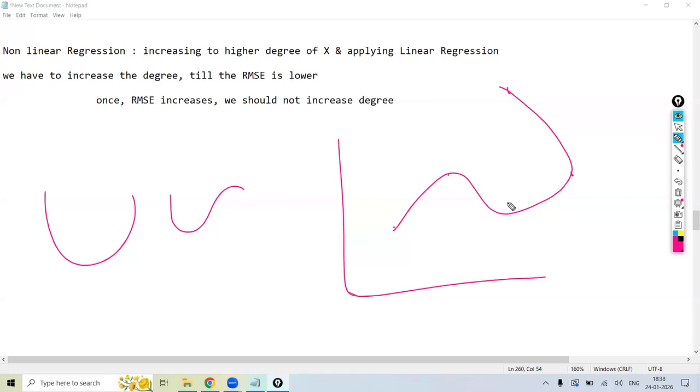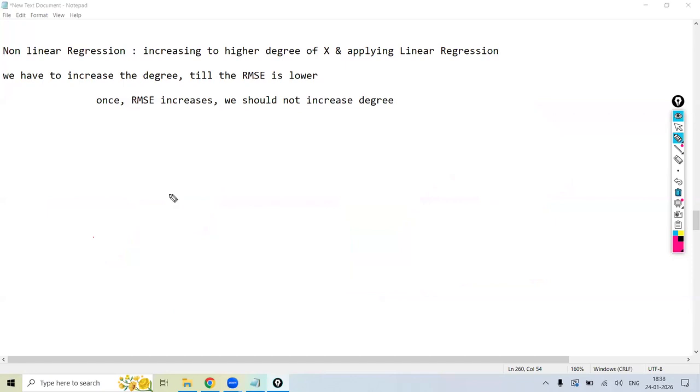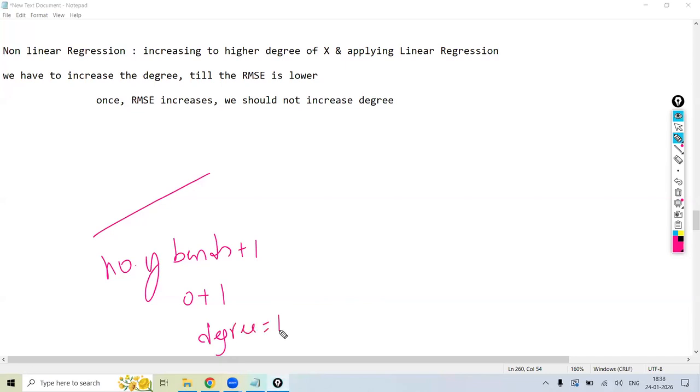Sir, how do you know this is x to the power of 4? How many curves are there? For example, in this straight line, how many curves are there, guys? How many bends are there? 0. Okay, 0 plus 1. So the number of bends or curves plus 1 we have to do. So here 0 plus 1 is 1. This is degree 1. Degree is equal to number of bends plus 1.